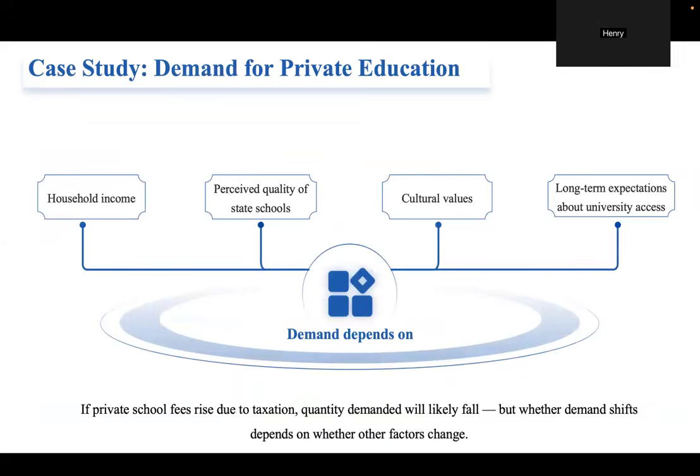Now let's apply this to a real-world context. Education. Demand for private schooling depends on several factors: household income, perceived quality of state schools, cultural values, and expectations about university access. Now consider a policy like a tax on private school fees. If fees rise, quantity demanded will fall. This is a movement along the curve. However, demand may also shift if other factors change. For example, if state schools improve significantly, demand for private schools may fall even further.